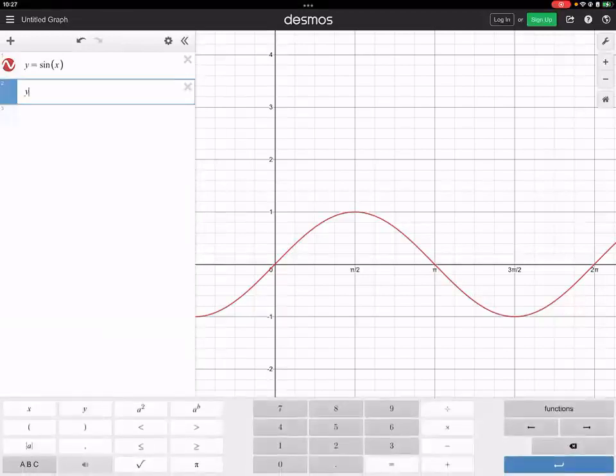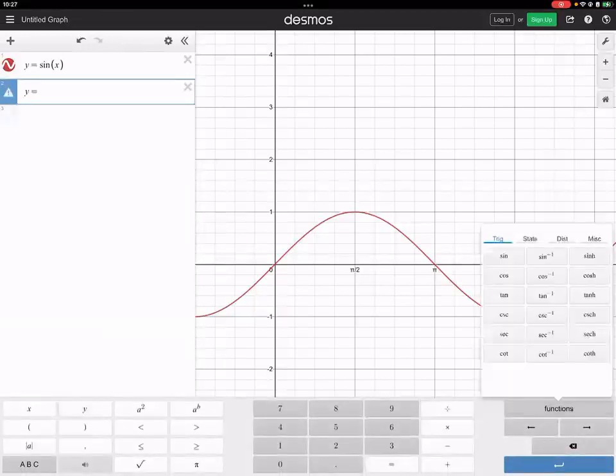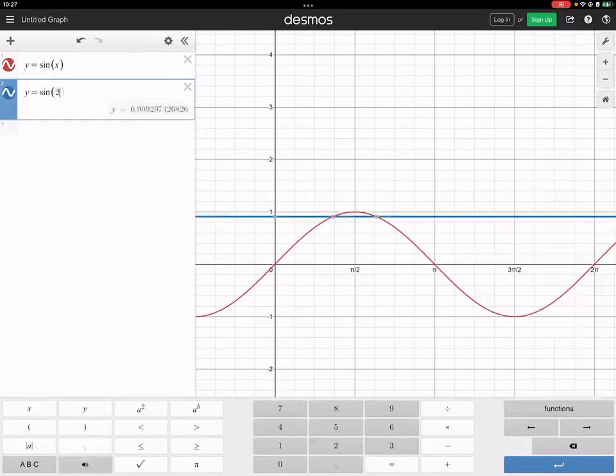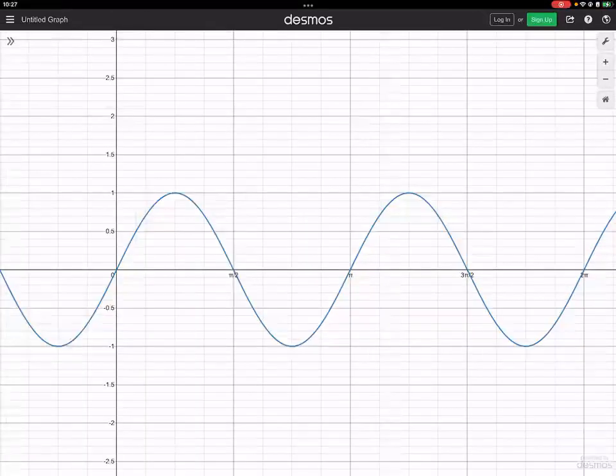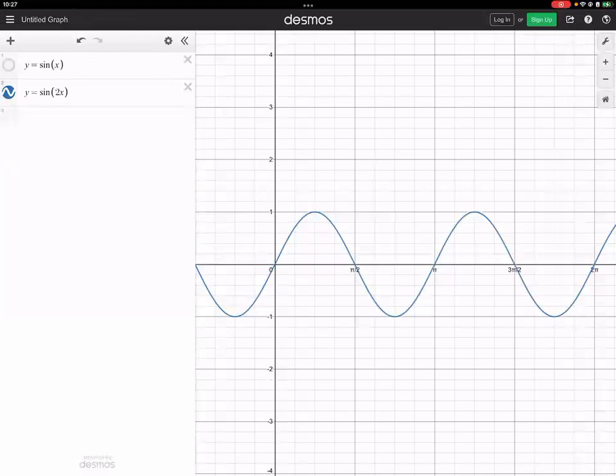And what I'm about to do is type in one more equation. If I put in sine of 2x, can you tell the period for sine of 2x? It's pi, right? So from here to here, this is pi. So the period is going to be pi. This one was 2 pi.